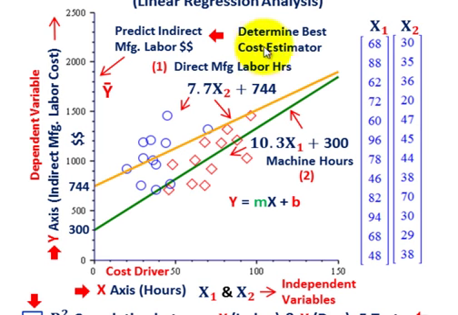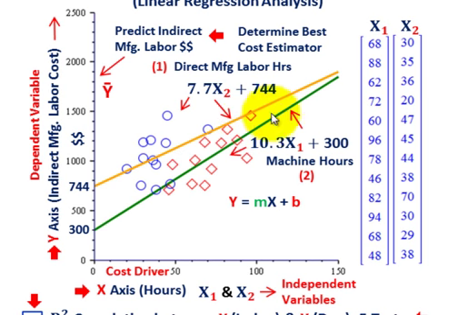We have to determine the best cost estimator, and we really have two different alternatives. First, we could either use the direct manufacturing labor hours, or we could use machine hours. Either of those two different alternatives. And what I've done here is got 12 different data points for each of the alternatives. Looking at the data points, our X1 data points would be for our machine hours, and X2 would be for our direct manufacturing labor hours.